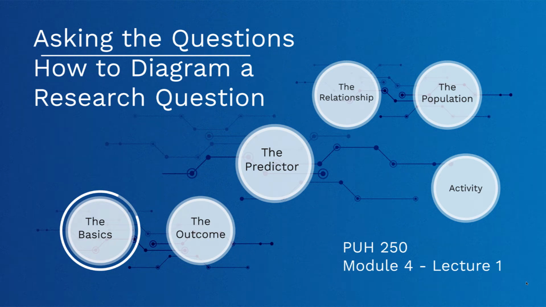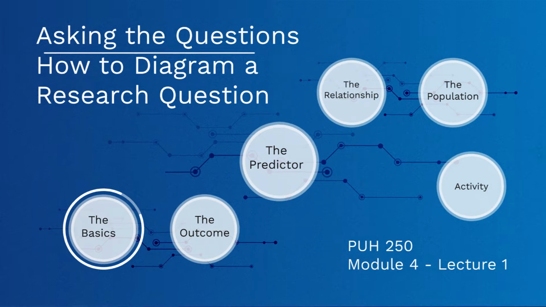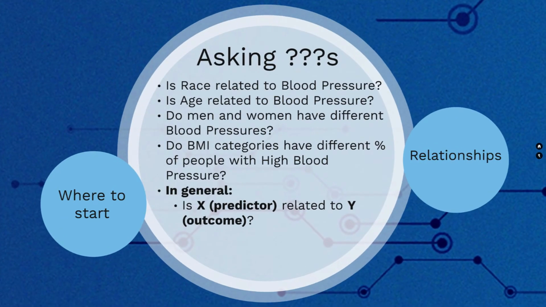Now that we've covered the basics of variable types, continuous variables, and categorical variables, let's think about how to put them together to answer a research question. Asking questions is the point of biostatistics. In fact, using biostatistics to answer questions with data is really the development or the crux of the field.